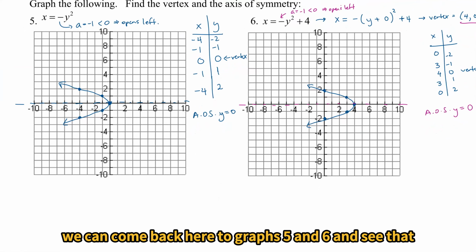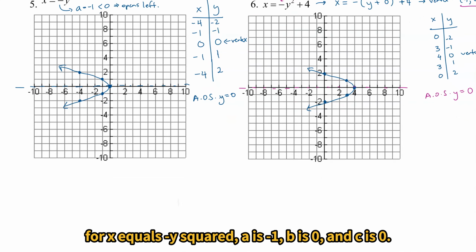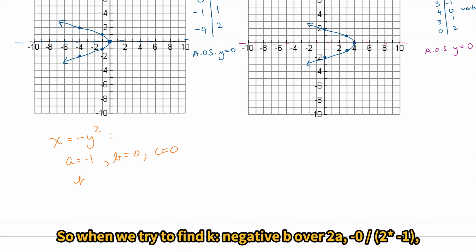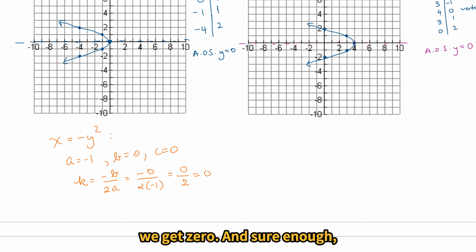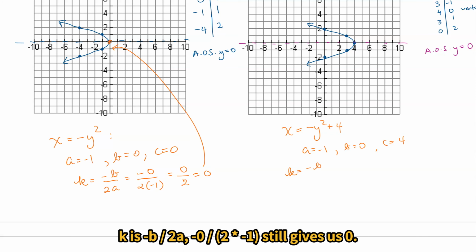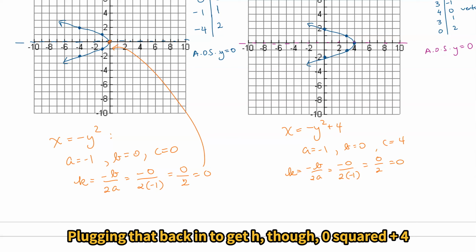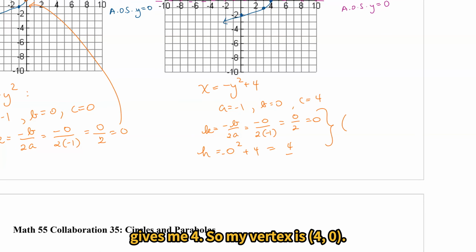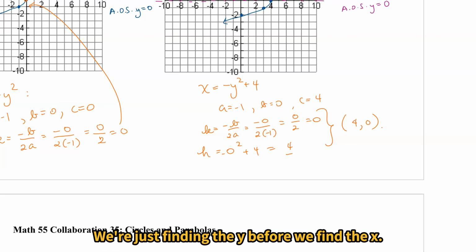We can come back here to graphs 5 and 6 and see that for x equals negative y squared, a is negative 1, b is 0, and c is 0. So when we try to find k, negative b over 2a, negative 0 over 2 times negative 1, we get 0. And sure enough, our vertex was (0, 0). Similarly, for x equals negative y squared plus 4, a is negative 1, b is 0, c is 4, k is negative b over 2a, negative 0 over 2 times negative 1 still gets us 0. Plugging that back in to get h, though, 0 squared plus 4 gives me 4. So my vertex is (4, 0). We're just finding the y before we find the x.